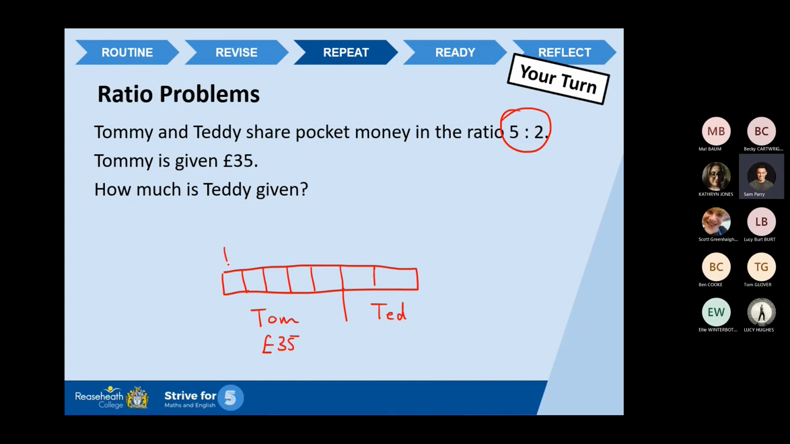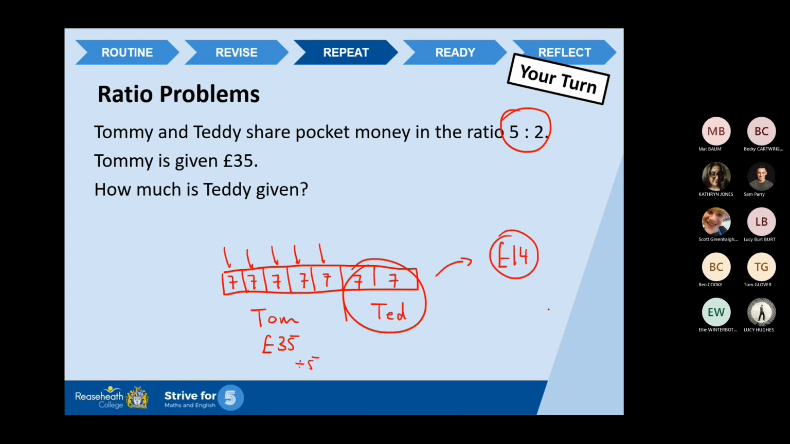Tommy's given £35. So next to Tom's name, £35. I need to split that into 5 boxes, because I don't want to give any of Tom's money to Ted. That stays for Tom. So I need to do 35 divided by 5, which is 7. And what goes in one box goes in every box. So our guy Ted over here, 2 lots of 7, £14. Ta-da! Done. And you all got £14. I'm not going to spend too long on that.